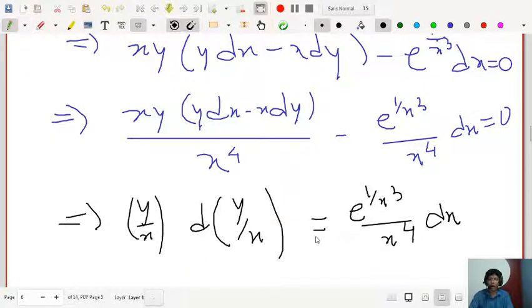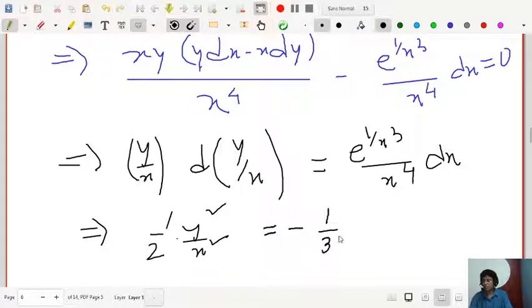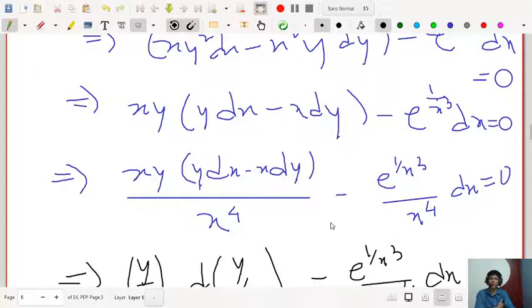So this is how you deal with the problems. Now this looks like z dz, so it will be z square by 2, right? So it will be half y square x square on the left hand side, if you integrate. And this side you have minus 1/3 e to the power 1 by x cube, because the integration of e to the power z is e to the power z. So this is the general solution of this differential equation.